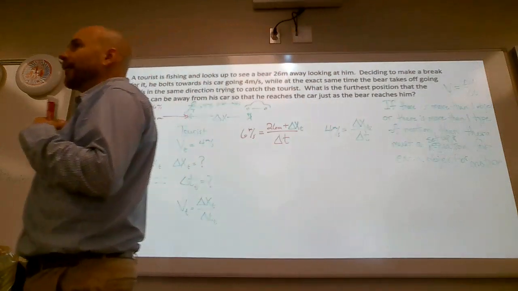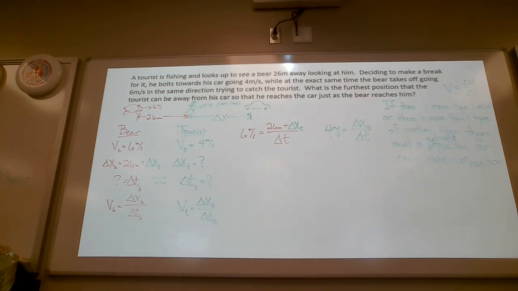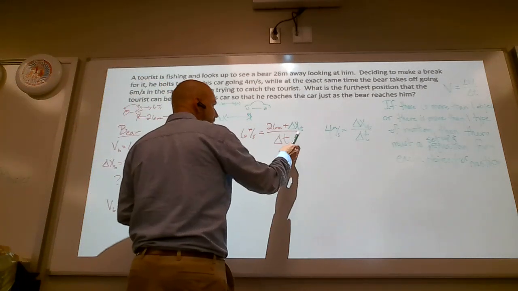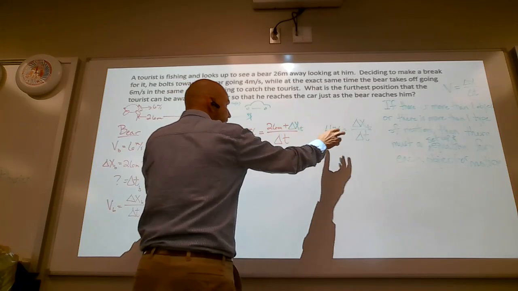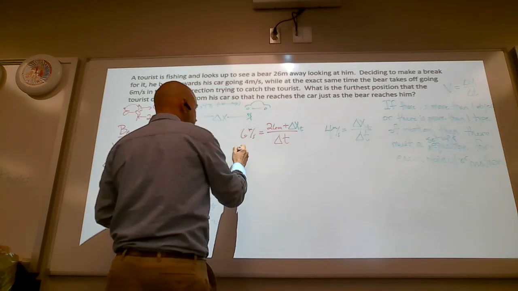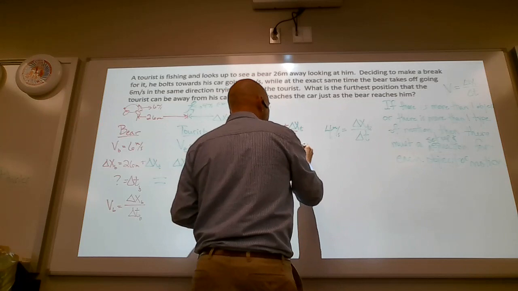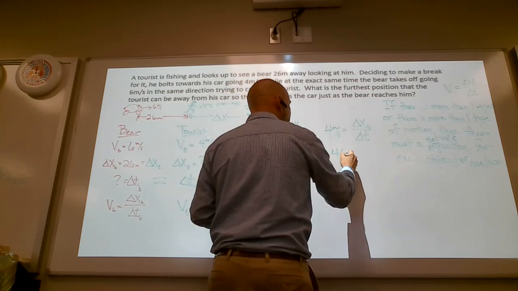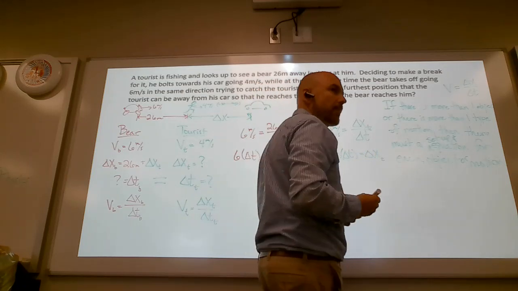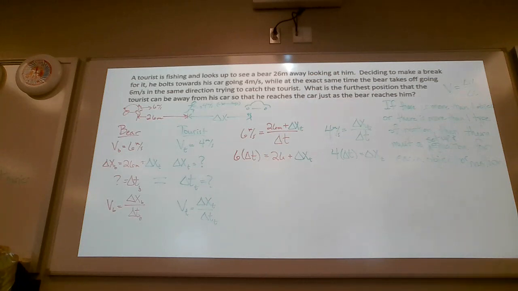Personally, if I can make the fractions disappear, get things out of the denominator, I'm going to do that. That's just a personal preference. So I'm going to multiply delta t on both sides for this equation and also for that equation. So I've got 6 delta t is equal to 26 plus delta x of the tourist. Over here I've got 4 times delta t is equal to delta x of the tourist. And I just multiplied delta t on both sides. And now I'm like, all right, good, I got rid of those fractions. Again, this is a way, it's not the way.